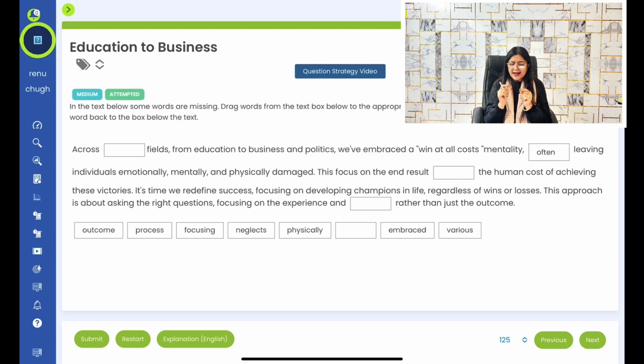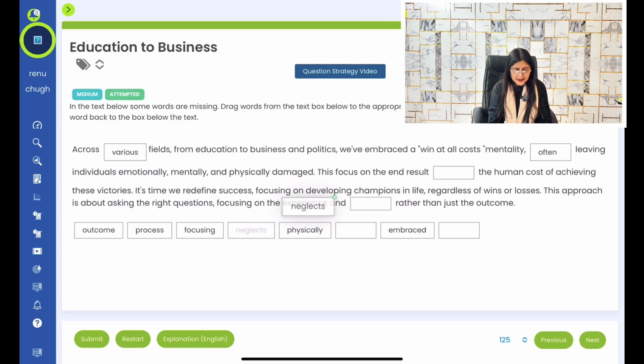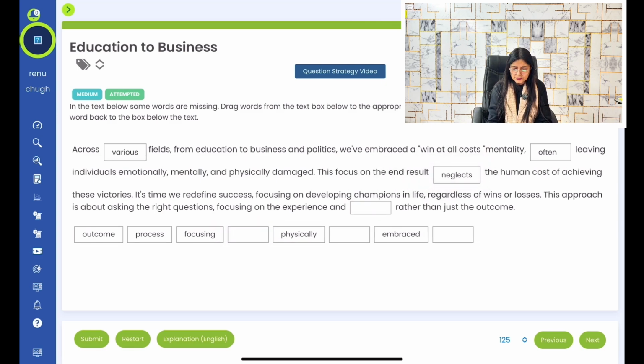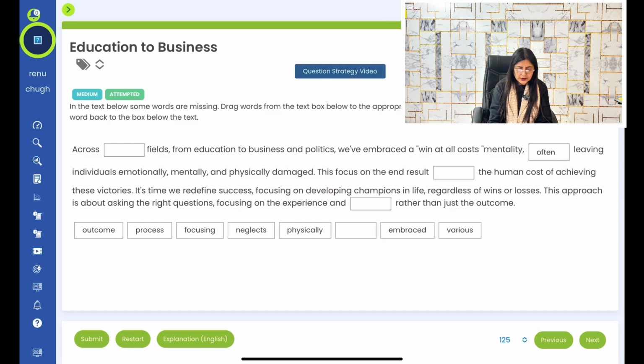Now this focus on the end result dash the human cost of achieving this victory. Okay, so this focus on the end result neglects the human cost of achieving, or embraced. Okay, so I'm a bit confused over here. This focus on the end result neglects the human cost of achieving this victory. This most probably may be suitable. Let us try. Okay, let me fill the others also. Sorry, I forgot to fill them. In the first we had various.